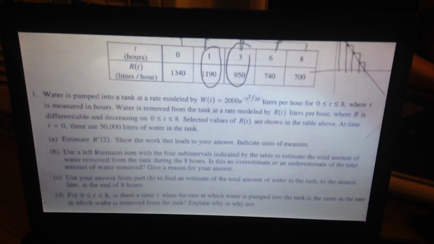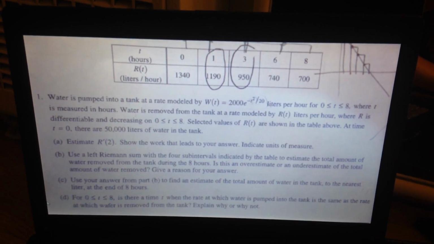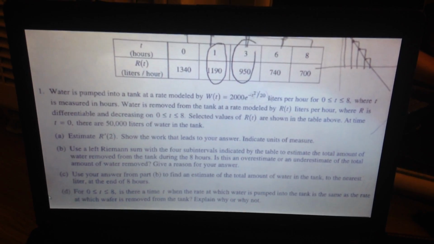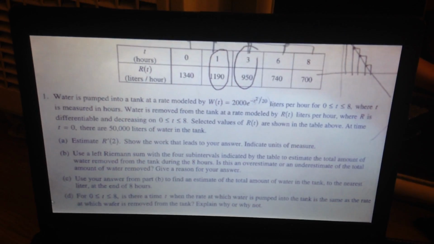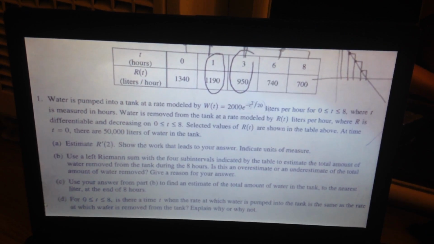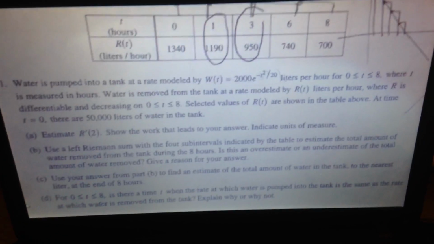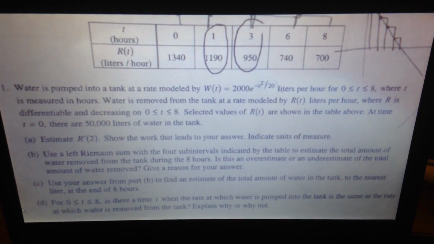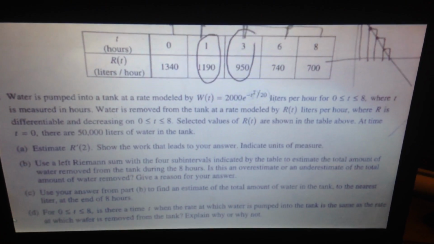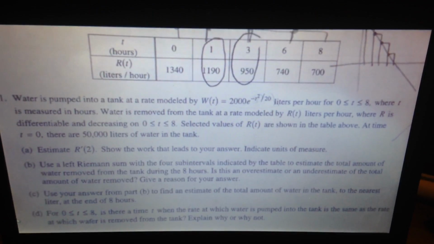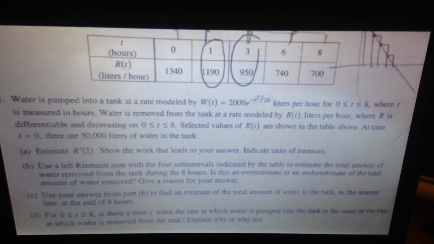Less or equal to t is less or equal to 8, where t is measured in hours. Water is removed from the tank at a rate r of t liters per hour, where r is differentiable and increasing on 0 ≤ t ≤ 8. At t equals 0, there are 50,000 liters of water in the tank. You should also store W of t into your calculator for future uses.